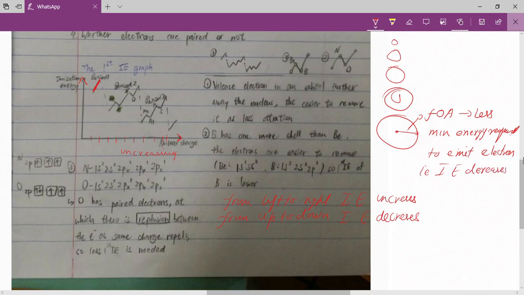Yes, clear? Yes, this one's clear. Okay. So yeah, I think we can move on to the next picture. Okay, that's great.